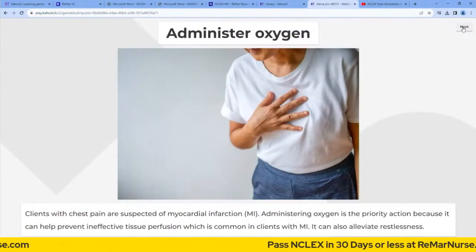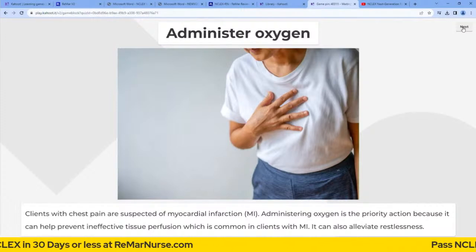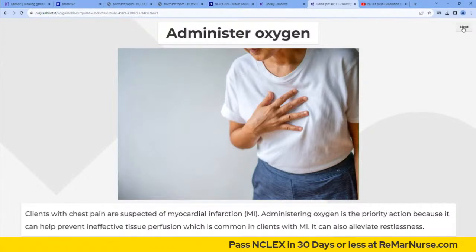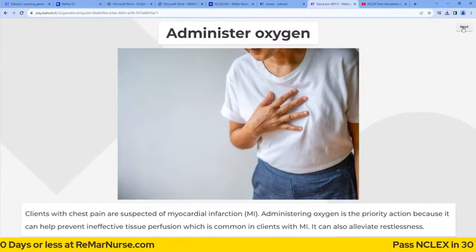So oxygen here. Clients with chest pain are suspected of having a myocardial infarction. Administering oxygen is the priority action because it can prevent ineffective tissue perfusion, which is common in clients with MI. It can also relieve restlessness. We know the acronym is MONA, but the order that we give it is ONAM. So we give oxygen first, then nitroglycerin, then aspirin, then morphine.